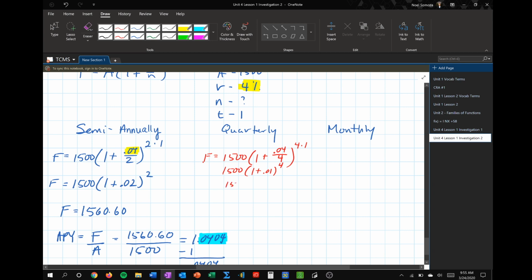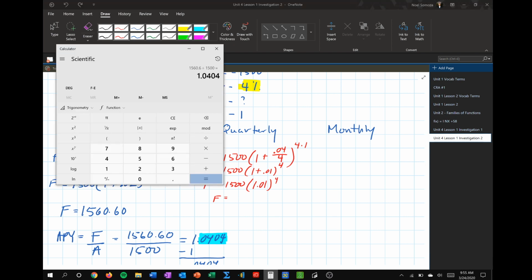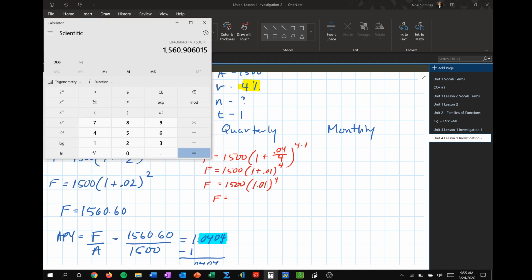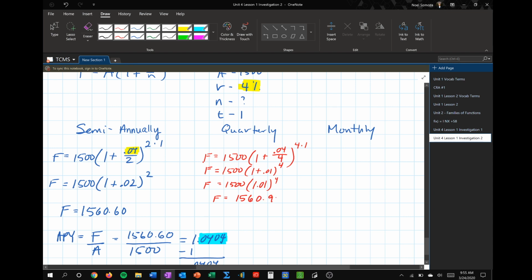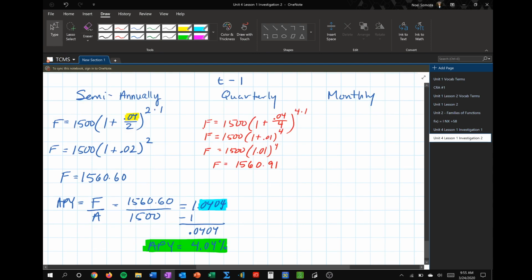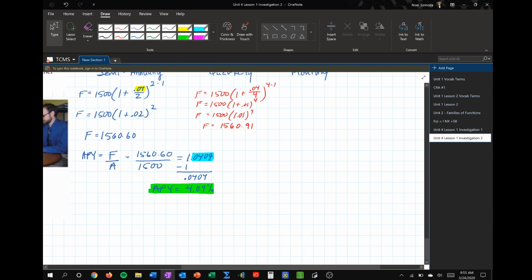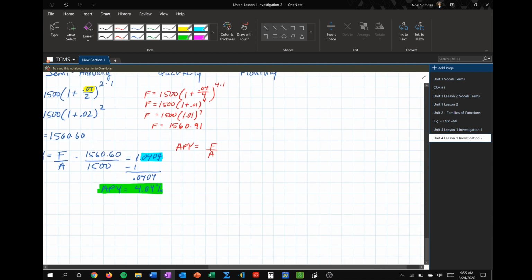Okay, so now I can take 1500 times 1.01 to the 4th to find out what the final value is going to be. Okay, so final value here should be 1.01 to the 4th times 1500. All right, so we get 1560.91. We can round it, 1560.91. Okay, and so now since this is the final value, we go through that same process again. If we're looking for the APY, take your final divided by your initial. You get 1560.91 all over 1500.